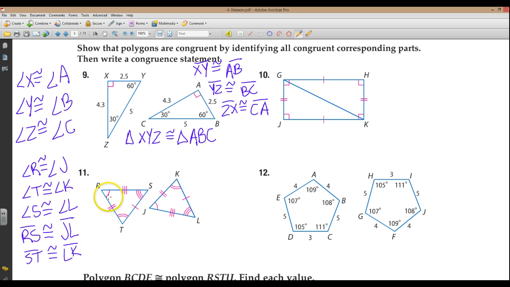And so we have RS, ST, so we also want TR. So that's 2 marks, 1 mark. So 2 marks, 1 mark, so KJ. And then our congruent statement. So triangle RST is congruent to triangle in the same corresponding order. So 1 mark, 3 mark, 2 marks, 1 mark, 3 mark, 3 marks, 2 marks, JLK.